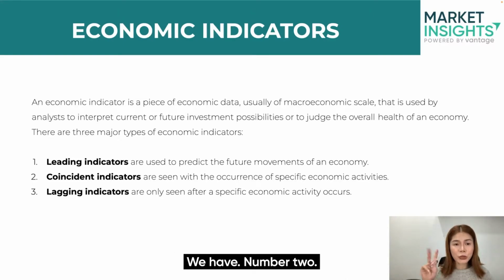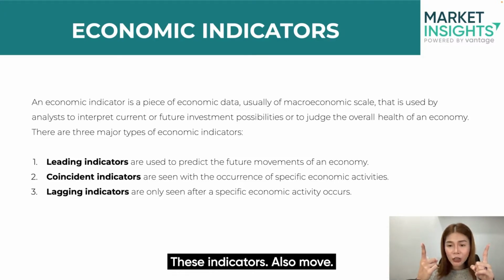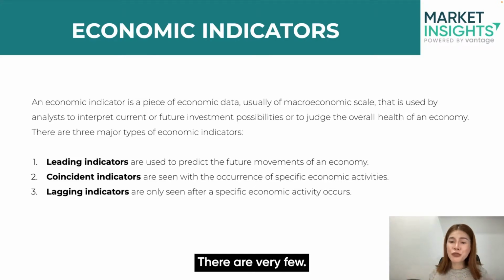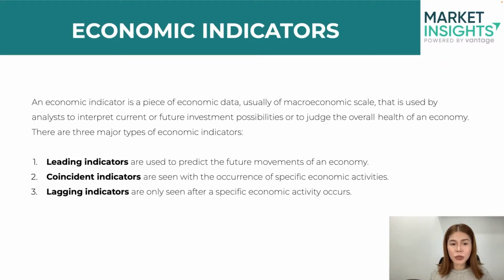Number 2, coincident indicators are seen with the occurrence of specific economic activities. They go in together. If the economy moves, these indicators also move. But the downside is there are very few coincident indicators, so not much that we could observe on this type of indicators.